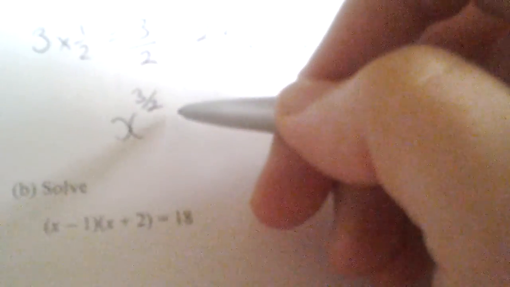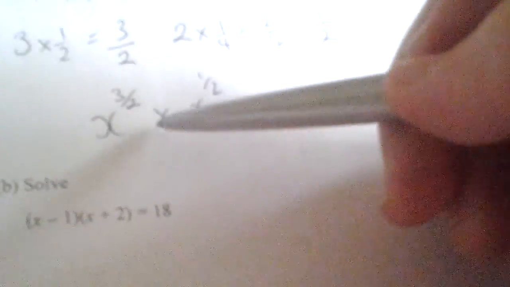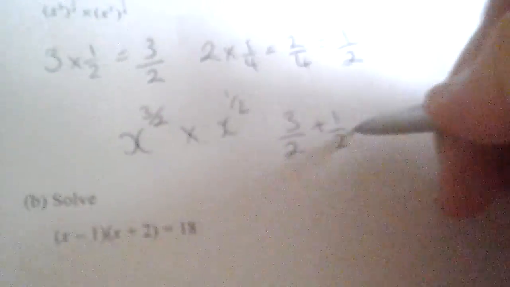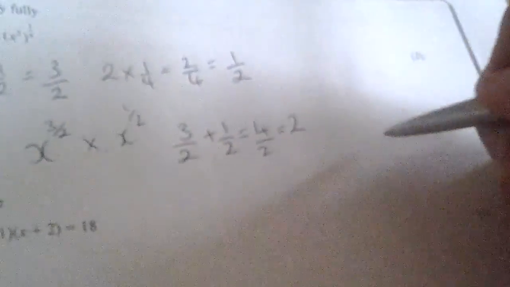So what I've now got is x to the power of 3 over 2 times x to the power of a half. Now what you do when you're multiplying powers is you add them. So 3 over 2 plus a half, or 3 halves plus 1 half is 4 halves, which is 2. So that leaves me with just x to the power of 2.